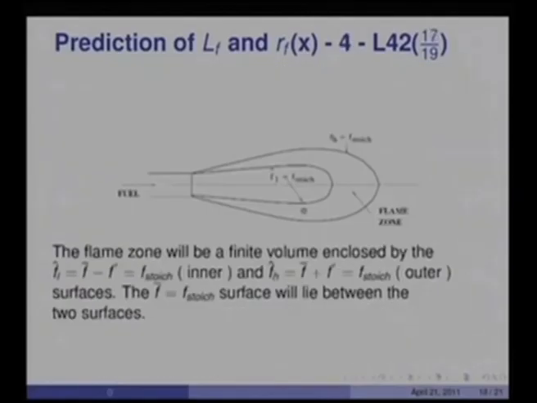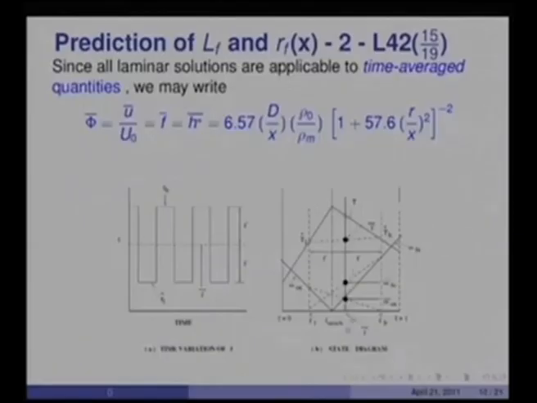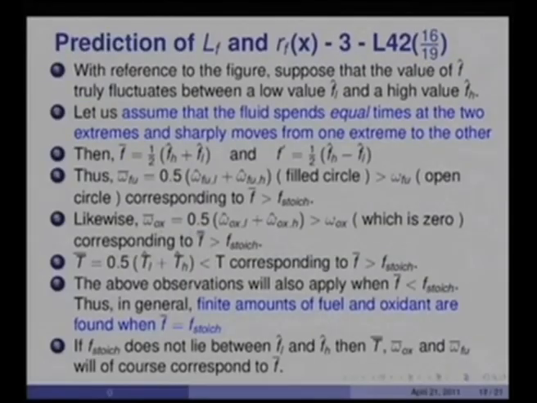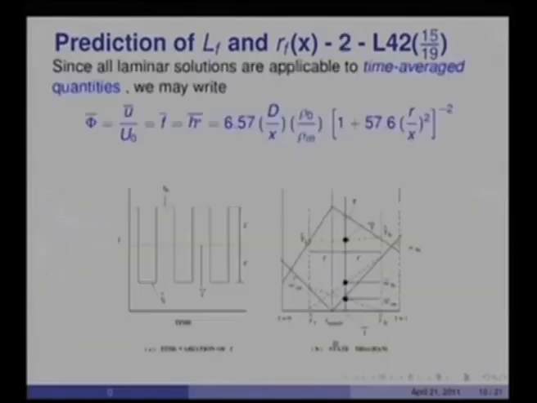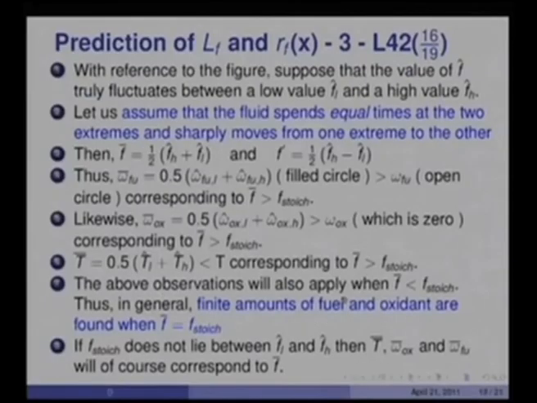Now, we are taking the case of f bar greater than f stoic, but the story can be repeated even when f bar is less than f stoic. Likewise, omega ox bar is also greater than omega ox, which is 0 for f bar greater than f stoic. You will see that the oxygen has already been consumed. So, the local value is 0, but the time average value is somewhere there, and therefore, for f bar greater than f stoic, the time average is greater than omega ox.